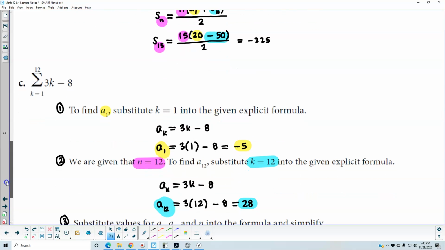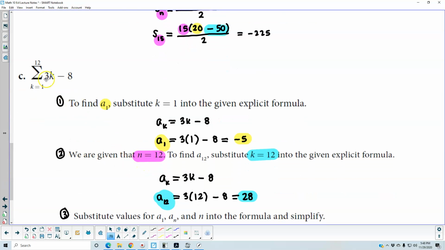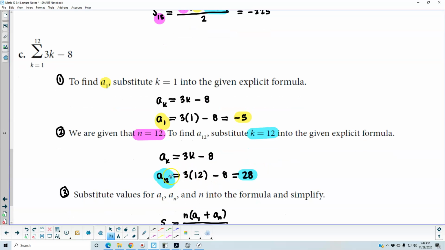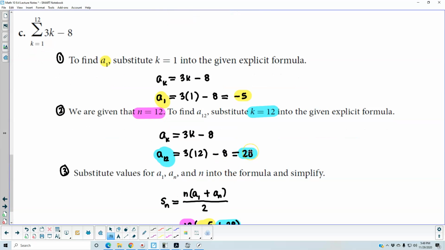Now we need to find the nth term. Well, the nth term is the last term, and the upper limit is 12. So since we know that there are 12 numbers, we can find out what a subscript 12 is by substituting k to be 12. So a subscript 12 is going to equal 3 times 12 minus 8, which gives us 28.